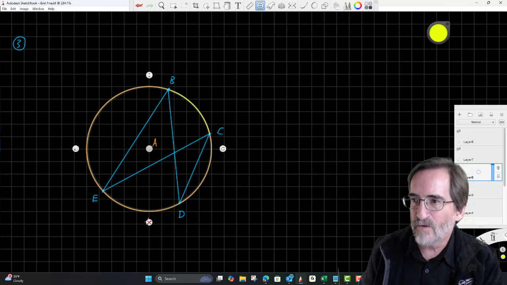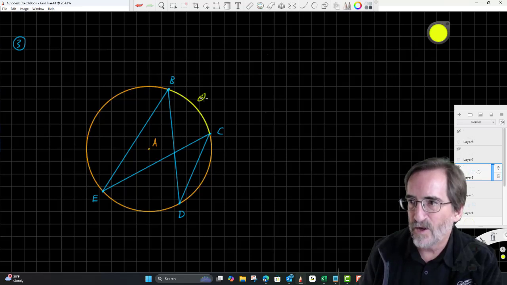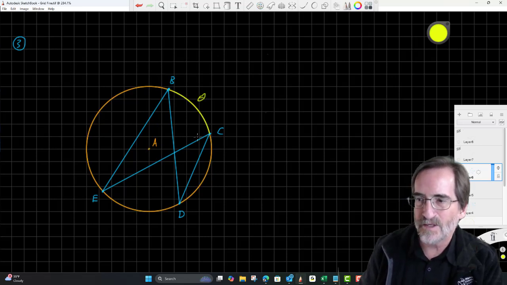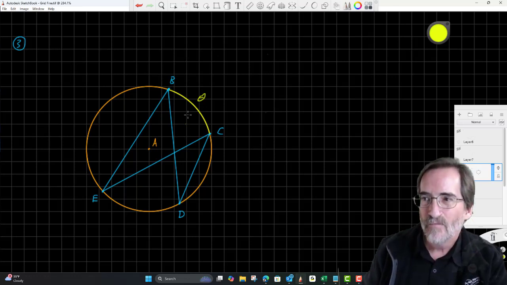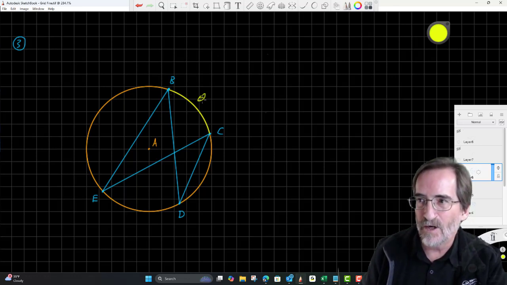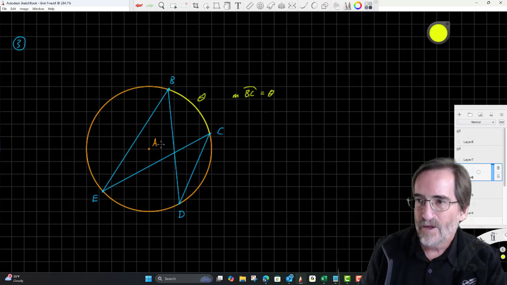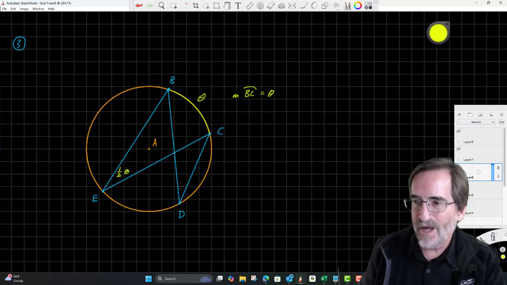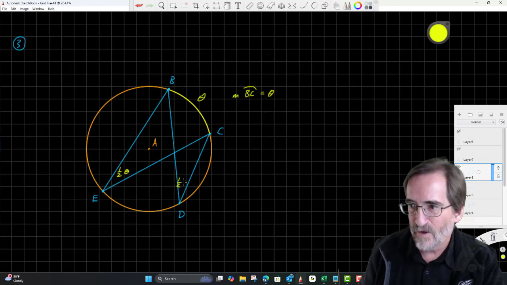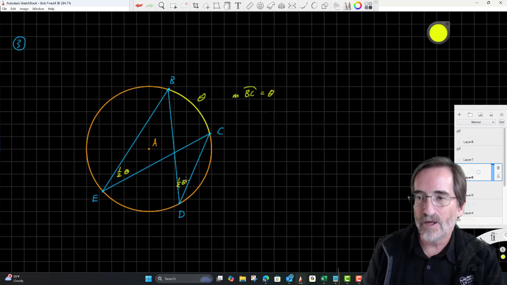So let's say arc BC has measure theta. Now I'm not going to draw the angle BAC because that would greatly complicate the drawing. But the intercepted arc has a measure of theta. We say the measure of arc BC is equal to theta. That means angle E, which intercepts the same arc, must be 1/2 theta. That means angle D must also, because it intercepts the same arc, be 1/2 theta. And we call this a corollary to the inscribed angle theorem.